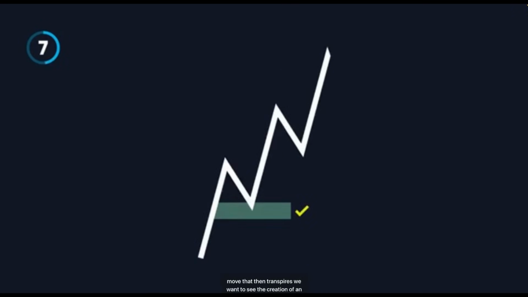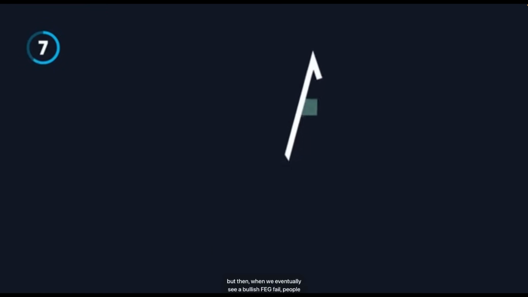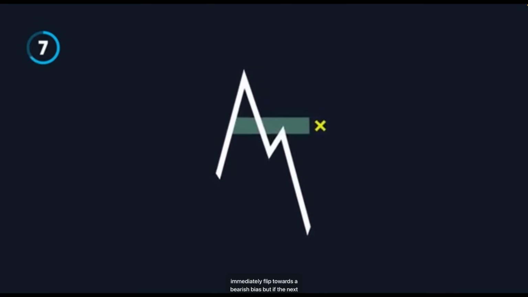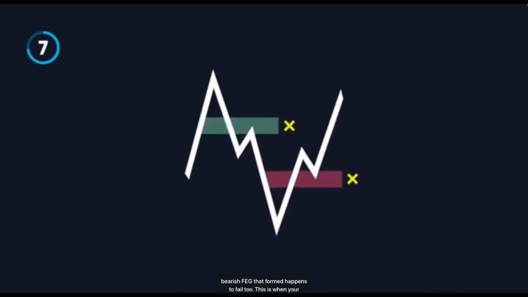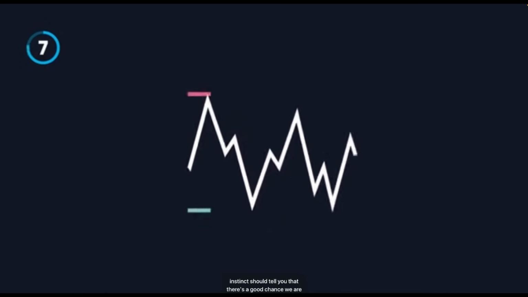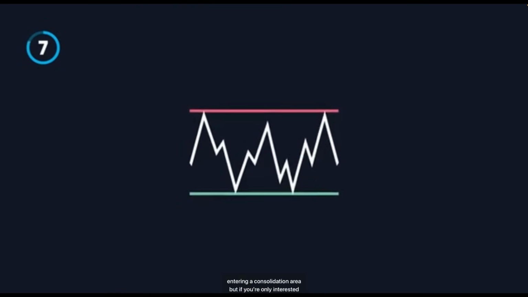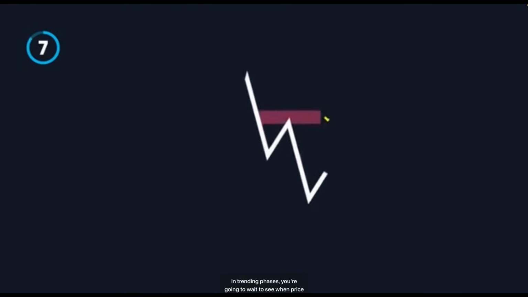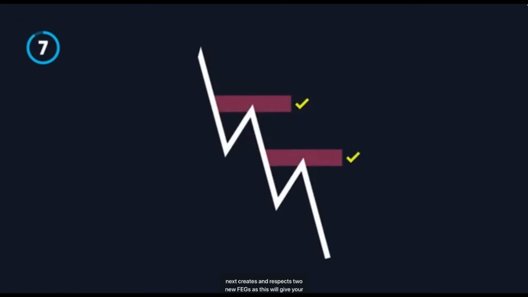This is because when we are looking for a bias and trend, we want to first see an FVG get respected. And from the move that then transpires, we want to see the creation of an additional FVG that can be used to further propel the price up. But then when we eventually see a bullish FVG fail, people immediately flip towards a bearish bias. But if the next bearish FVG that formed happens to fail too, this is when your instincts should tell you that there's a good chance we are entering a consolidation area. But if you're only interested in trending phases, you're going to wait to see when price next creates and respects two new FVGs, as this will give you new short-term directional bias.